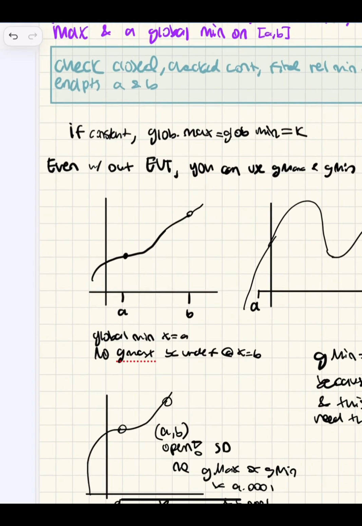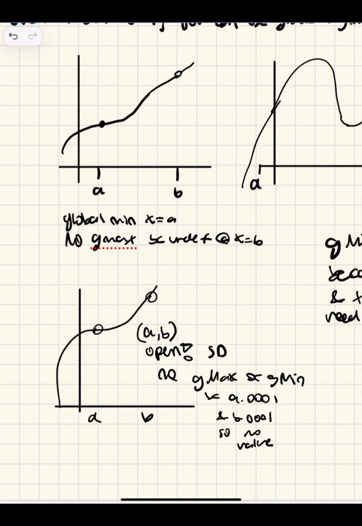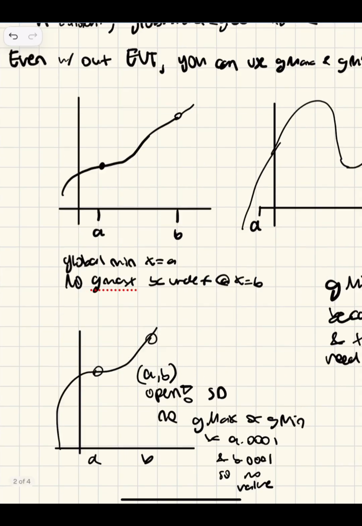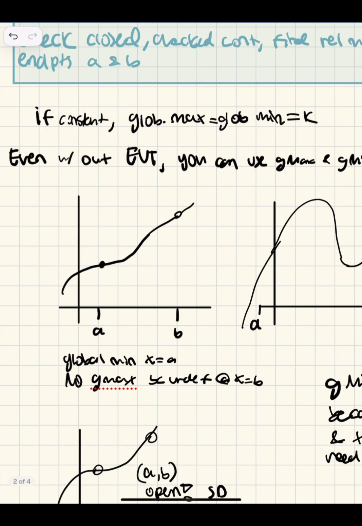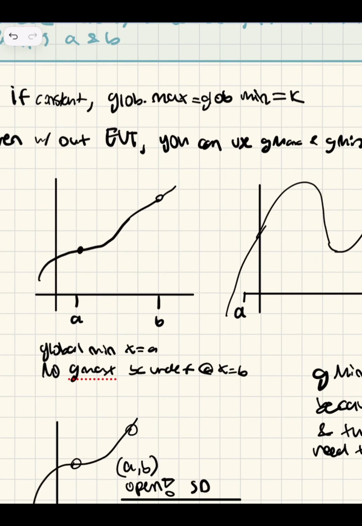There's a fine distinction here, because here you cannot use the EVT and you cannot find any global maximum or global minimum. And here you still cannot use the EVT, but you can still find a global minimum. It doesn't use the EVT because the EVT guarantees that there's both a global max and a global min. And because this is open, you cannot guarantee there's both a global max and a global min. In fact, there's not a global max, there's only a global min. So that's why you cannot use the EVT here, but you can still find one other thing.